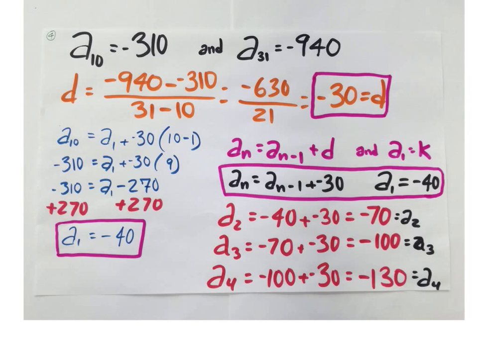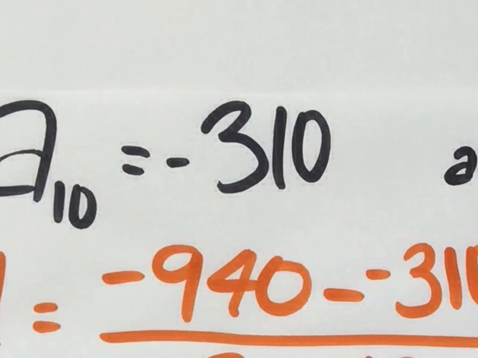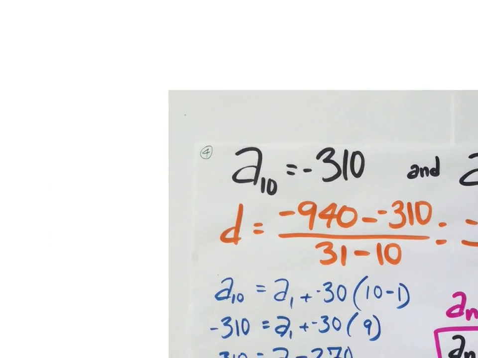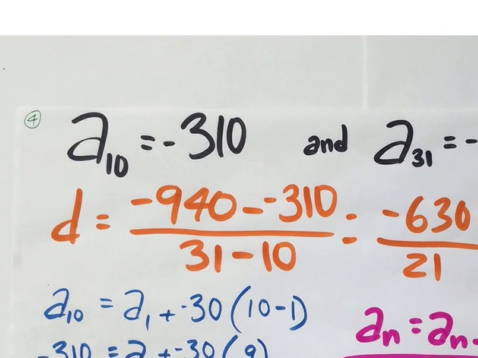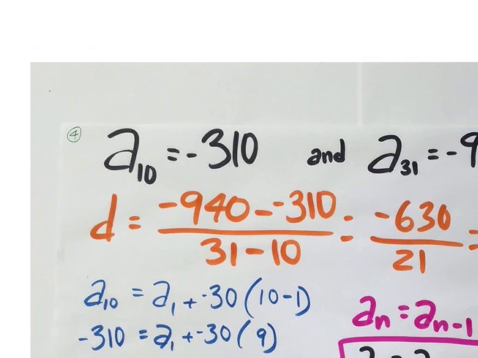Let's go through one more. So let's say we know that the 10th term is negative 310, and let's say that the 31st term is negative 940. What we're going to need to do is use that new equation, a sub f minus a sub i over f minus i. And when we do, we can plug in that information.